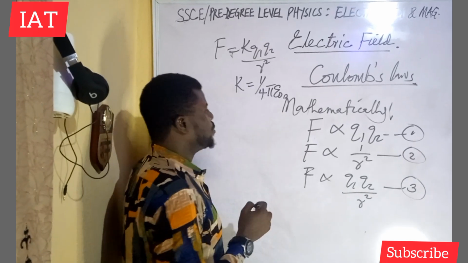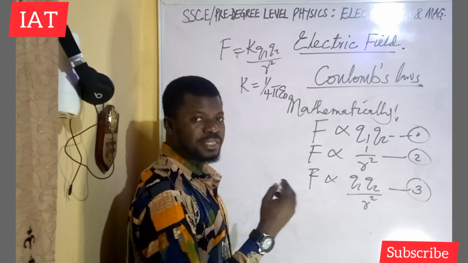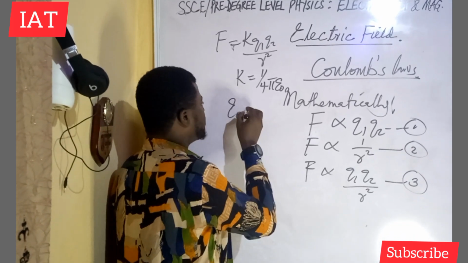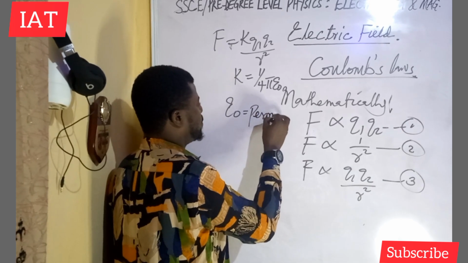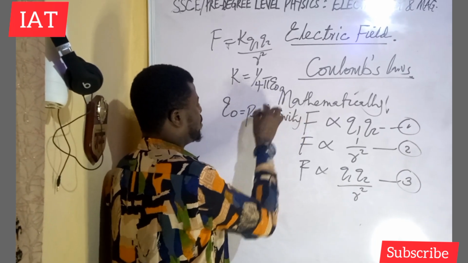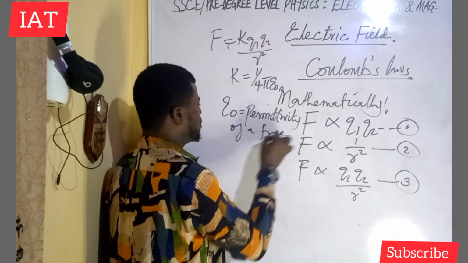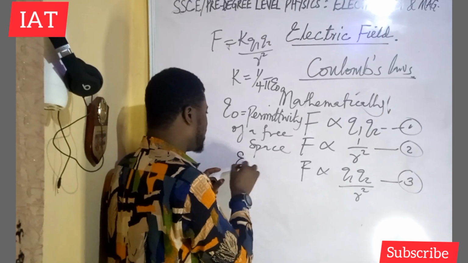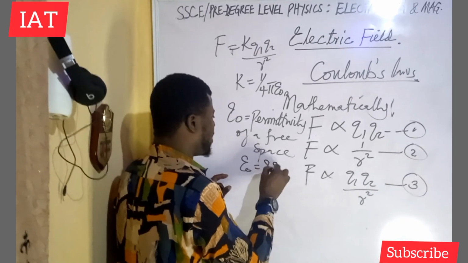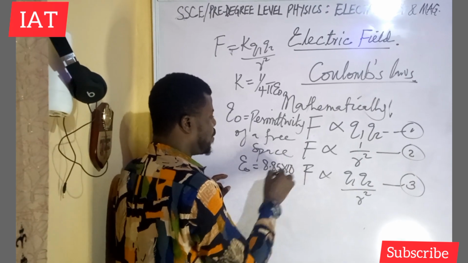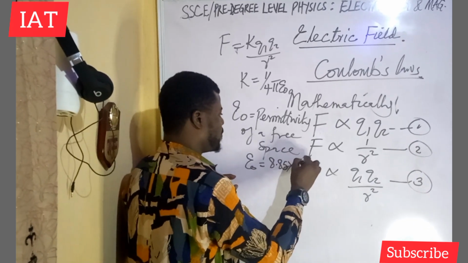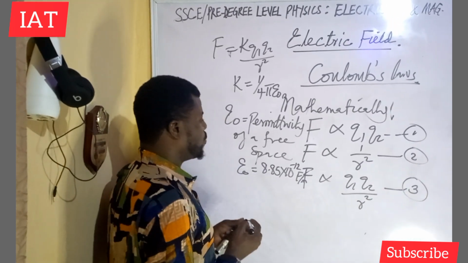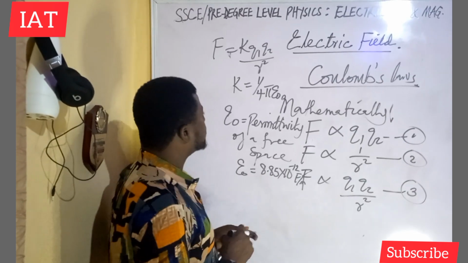And what is this epsilon? Epsilon means the permittivity of free space. That's what the symbol epsilon stands for. And it has a constant value of 8.85 times 10 to the power of minus 12 farad per meter. That is the constant value of epsilon naught, which is the permittivity of free space.